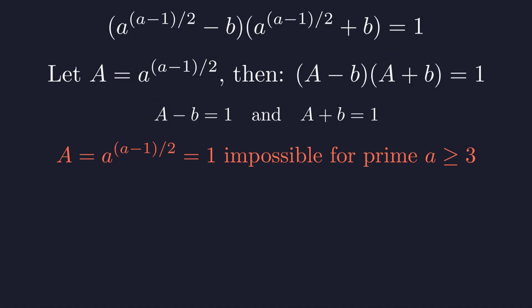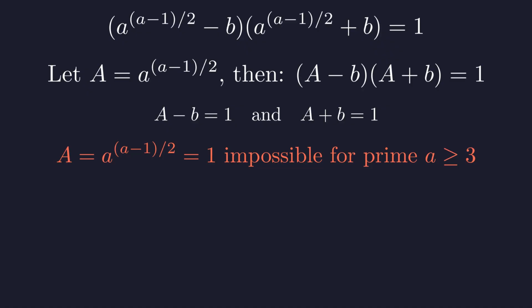Think about it. We're claiming that a prime raised to half its predecessor equals 1. For a equals 3, that's 3 to the first power. For a equals 5, that's 5 squared. These are never 1.